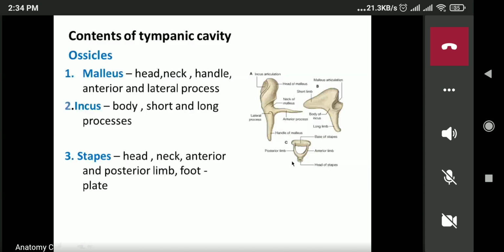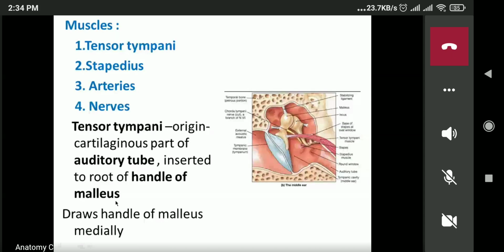The muscles: this is the tensor tympani muscle. This is the tympanic membrane. You can see how the handle is attached to the tympanic membrane on its medial surface. The tensor tympani takes origin from the cartilaginous part of the auditory tube, and this is the auditory tube here. It is inserted to the handle of the malleus. The action is that it draws the handle of the malleus medially. This is the origin, and here it is inserted.